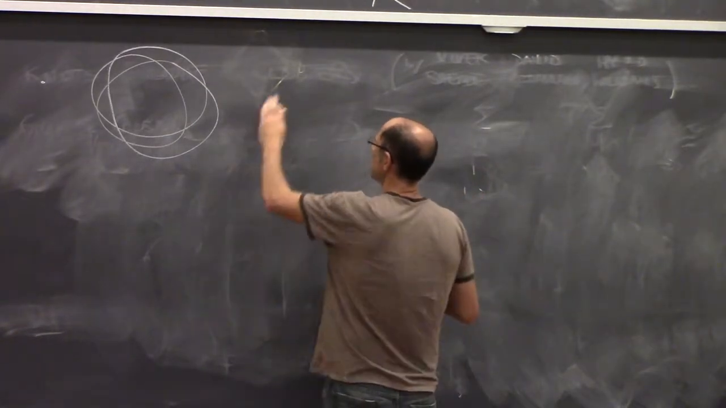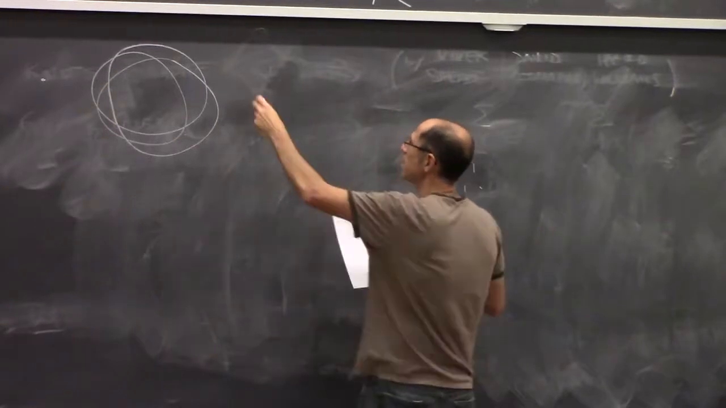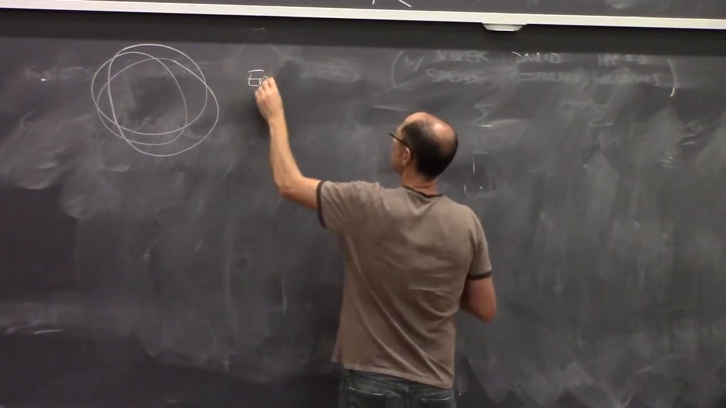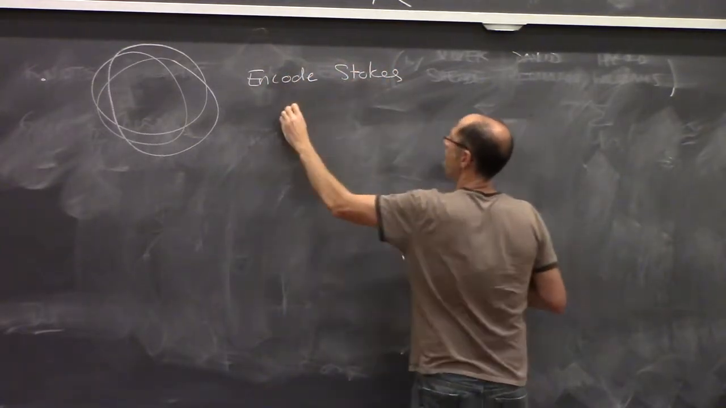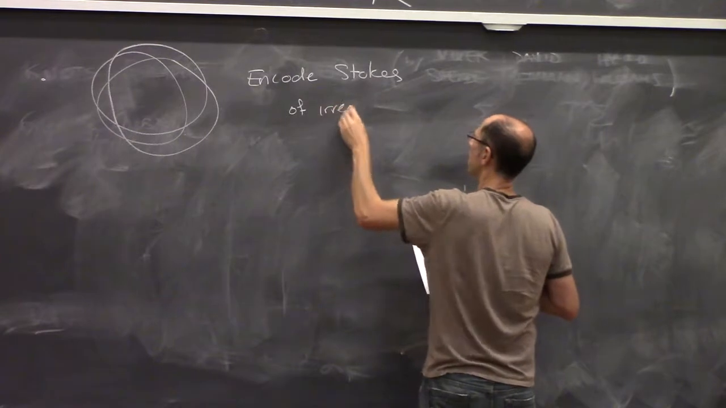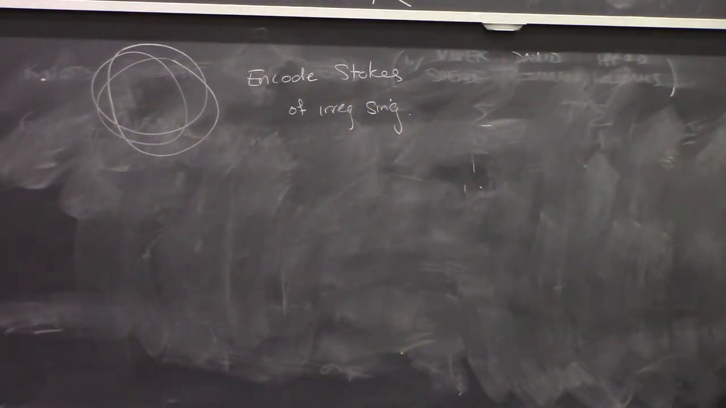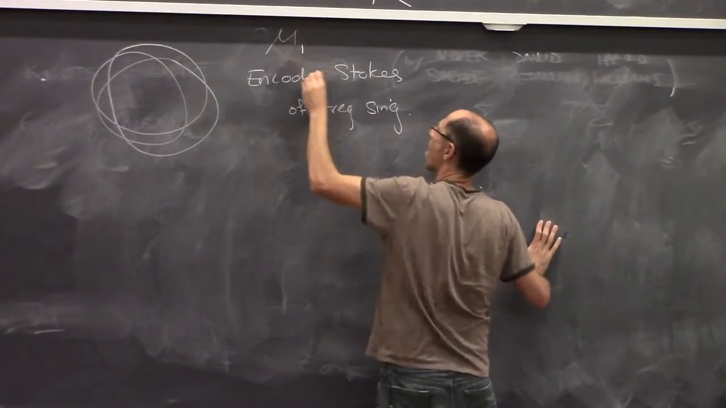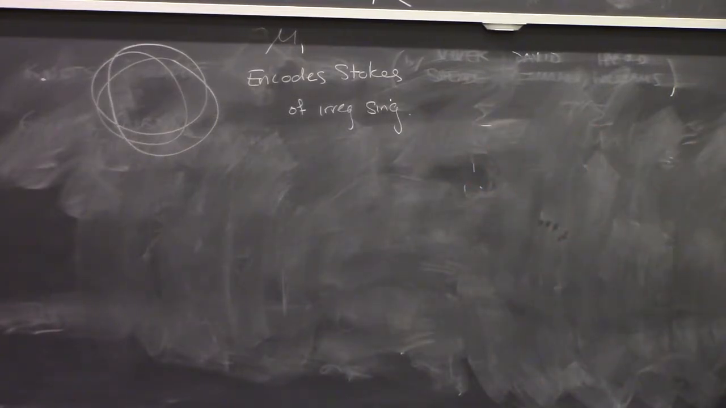And this appears also in the work of Shende, Treumann, Zaslow and Kontsevich, where you can encode the Stokes data of an irregular singularity. So when I say encodes, I mean M1 of this spirograph encodes the Stokes data of some irregular singularity of a differential equation.